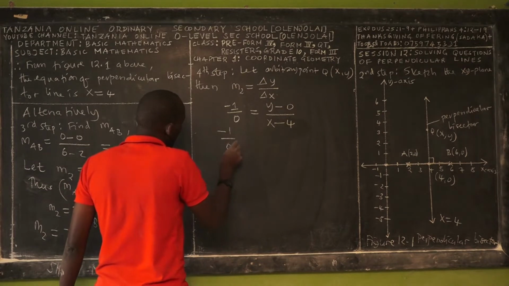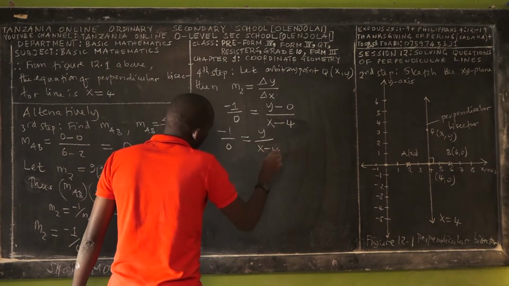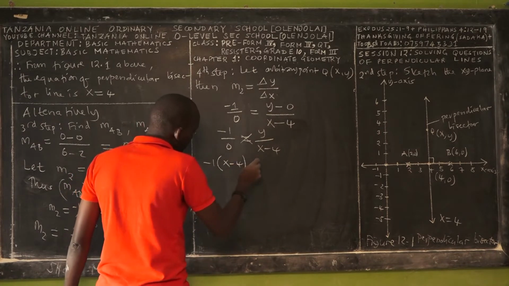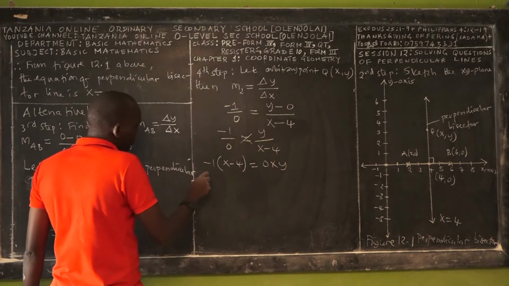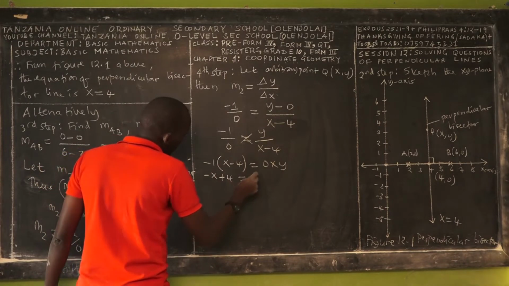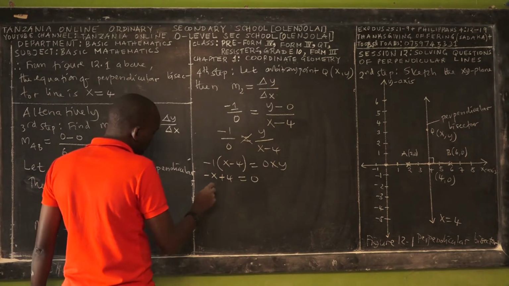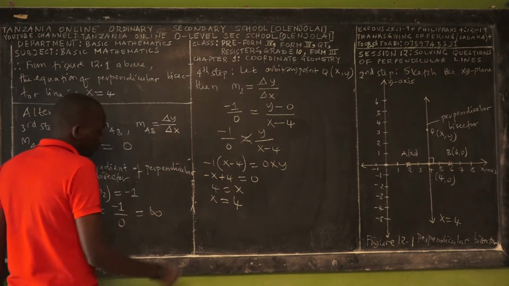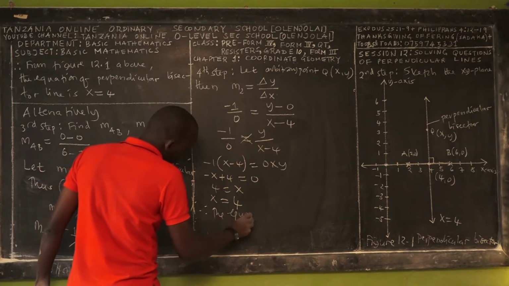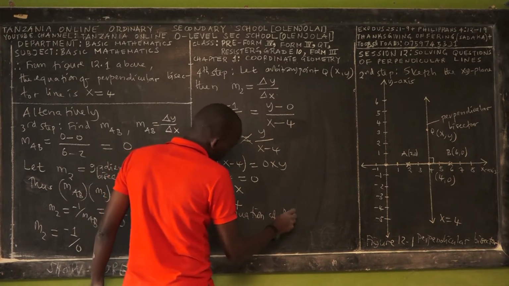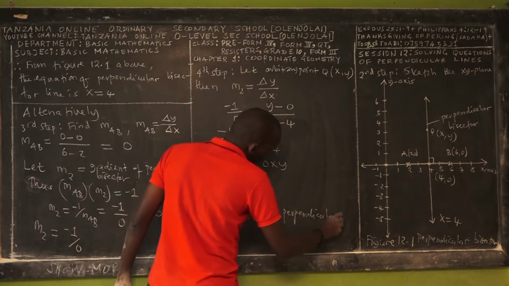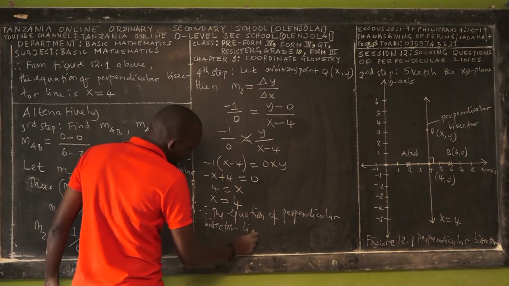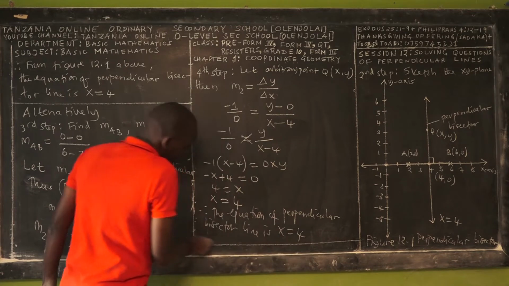So from there we get negative 1 over 0 is equal to y over x minus 4. So cross multiplication: you have negative 1 times open bracket x minus 4 is equal to 0 times y. So this will be negative x plus 4 is equal to 0, because 0 times y is 0. Make x the subject, so we have 4 is equal to x. So simply the equation is x is equal to 4. Therefore, the equation of the perpendicular bisector line is x is equal to 4. That's the response.